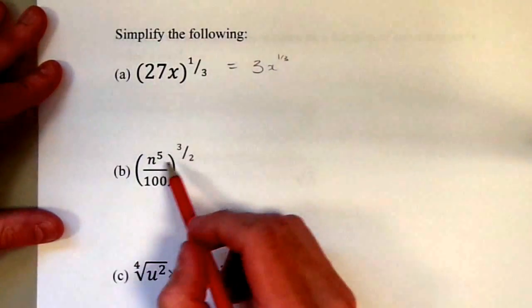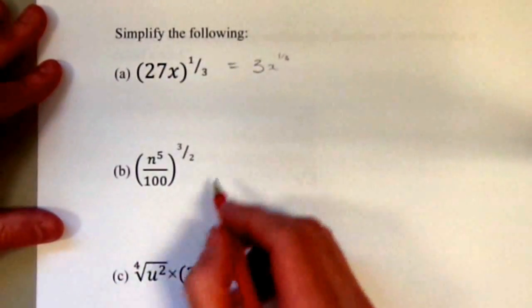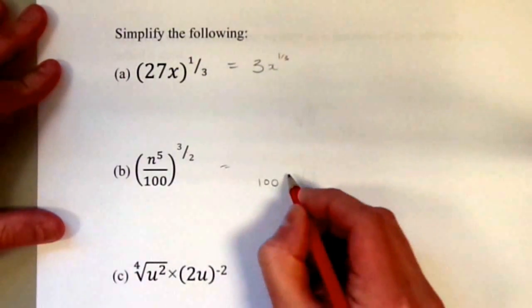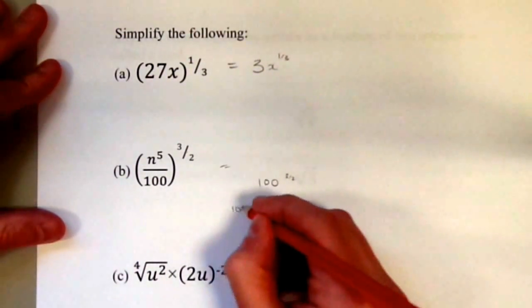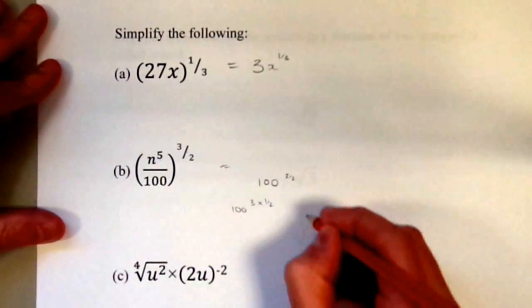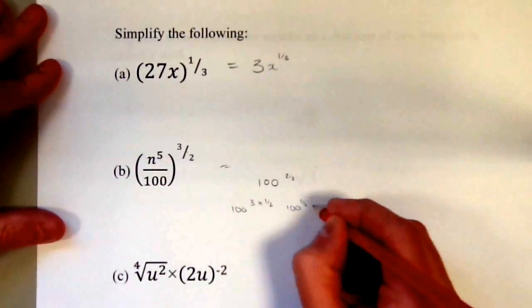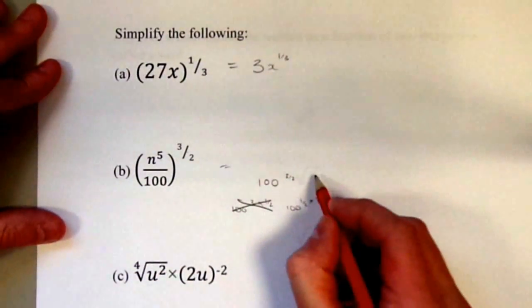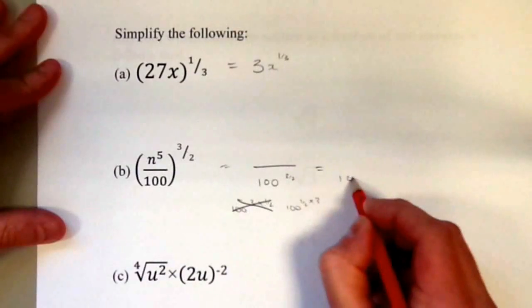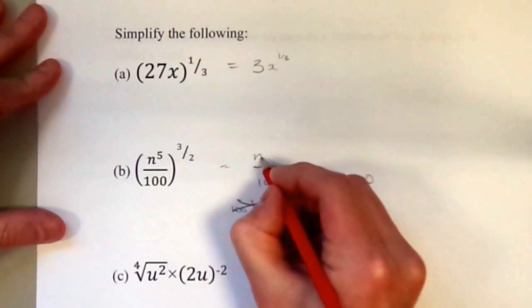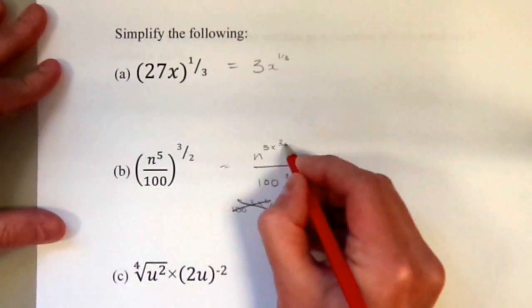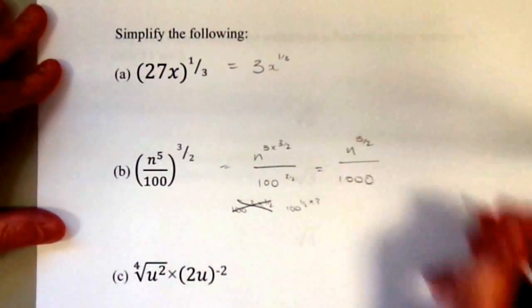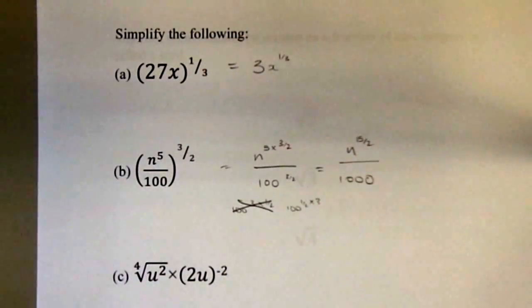The next one, we need to raise the numerator and the denominator to this power. We'll start with the denominator, 100 to the power 3/2, or we can do 100 to the power 3 and then square root it, or we can do 100 square rooted and then raise it to the power 3. Probably easier to do this one, because 100 square rooted is 10, and 10 to the power 3 is 1000. And then on the top we're raising to the power 5 and then to the power 3/2. We multiply those together, that's n to the 15/2 all over 1000.